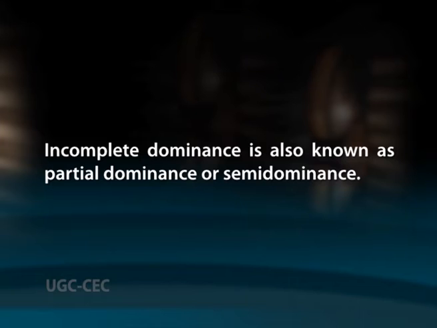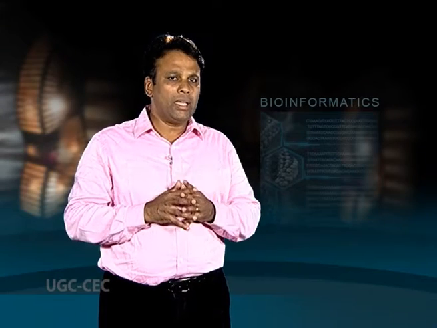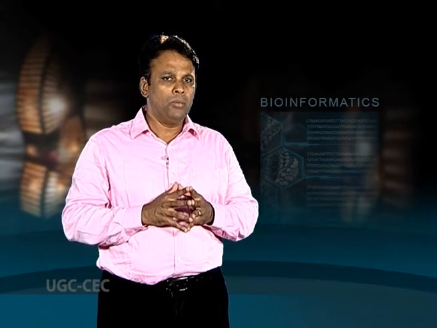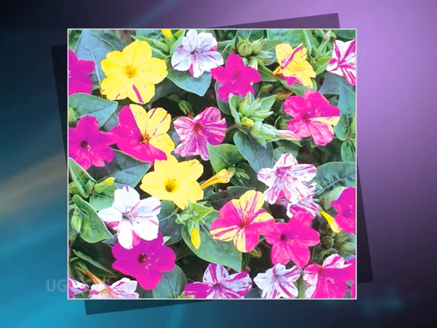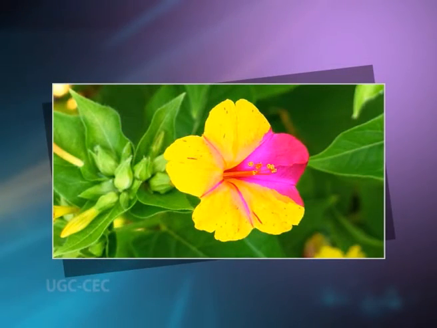Incomplete dominance is also known as partial dominance or semi-dominance. Flower petal color in the 4 o'clock plant provides a very good example of incomplete dominance. The 4 o'clock plant is the most commonly grown ornamental plant, which is native to America. It gets its common name from the fact that the flower opens up in the late afternoon.